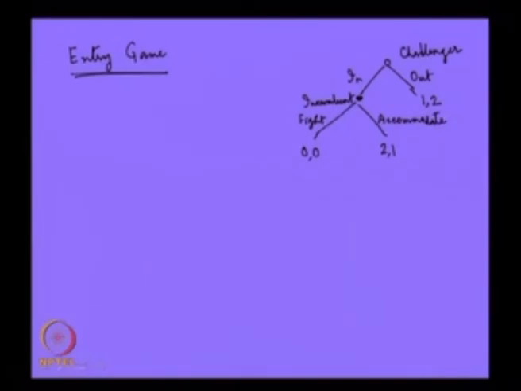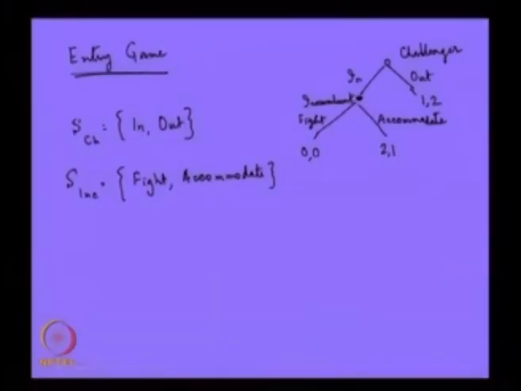So this was the game, and what are the strategies of these players? Suppose I want to write the strategy of the first player, that is the challenger. He has two strategies, either in or out. And the strategy set of the incumbent is either fight or accommodate. All right. Now I know that in the strategic form of this extensive game, the actions are basically the strategies now. So the action set now becomes the strategy set.